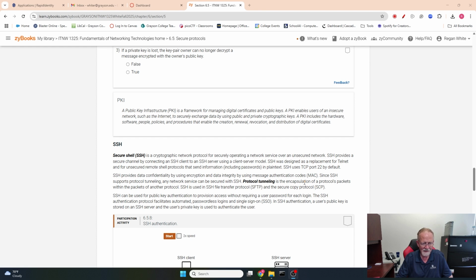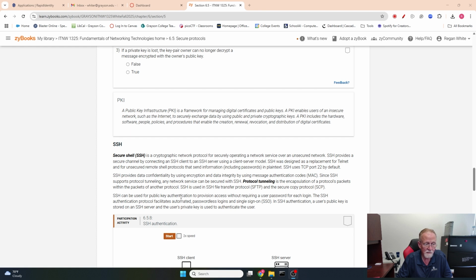Protocol tunneling is an encapsulation of a protocol's packets within the packets of another protocol. So you're not actually securing the application that you're sending and receiving with. What you're securing is the data packets themselves. It's used in SSH file transfer, SFTP or secure FTP, and also secure copy protocol, SCP.